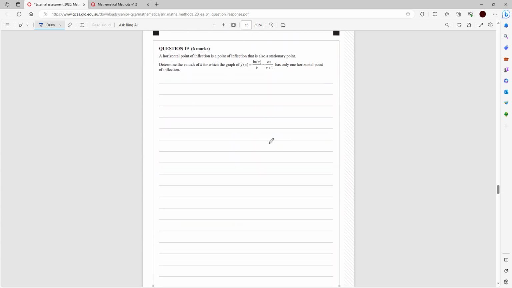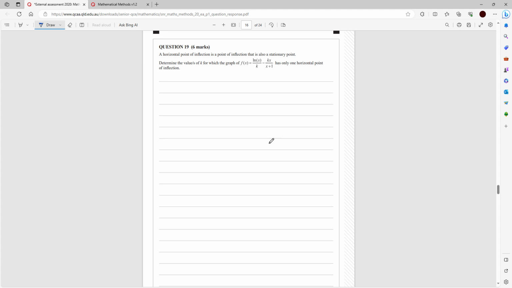So, question 19. A horizontal point of inflection is an inflection point that is also a stationary point. So, that pretty much means something like this. Oh, that's a terrible drawing. Let's try and draw it a bit better. So it's pretty much exactly how they've described it. A point here is a point of inflection. That means the second derivative is 0 there, and so is the first derivative.